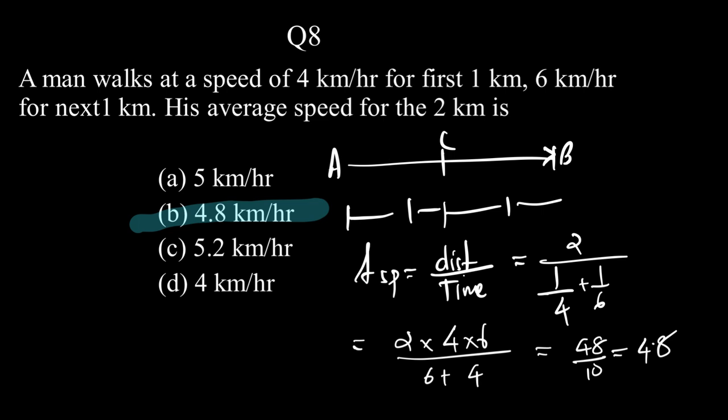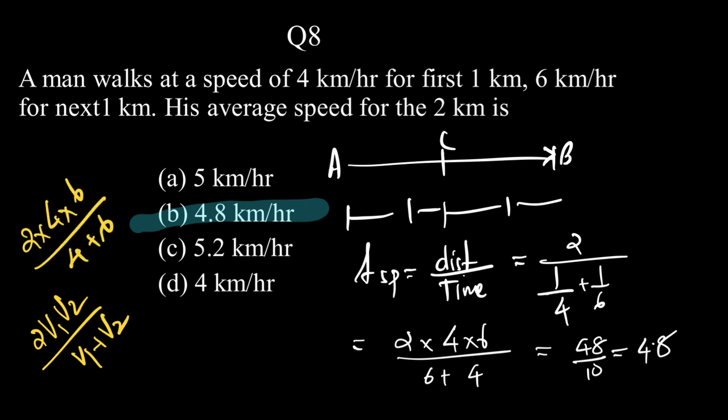Now, if such a question comes in the test paper, you should be able to directly use the formula 2v1v2 the whole upon v1 plus v2. In this case, this would be 2 times 4 times 6 the whole upon 4 plus 6. So that's what you do while you study. You learn to solve the problems, then you do the solution quickly, and then you make it one step. Okay, I hope the methodology was clear. Now let us go to another problem.